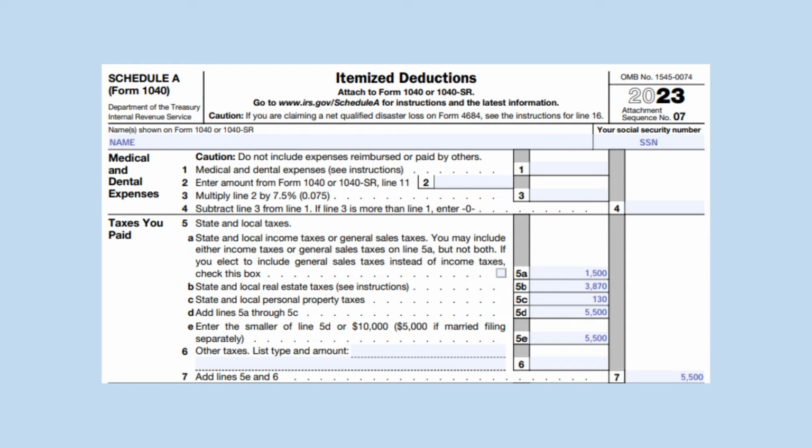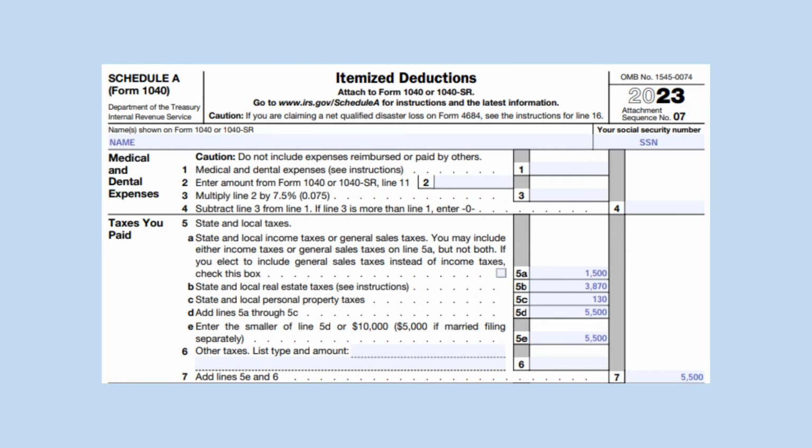The difference between real estate taxes and personal property taxes is that real estate taxes are paid on something situated on land, whereas personal property taxes are paid on something that is movable, like an automobile. In order for your real estate taxes to be deductible, they have to be on non-business property. In our example, you paid $3,870 on your primary residence. You will place this amount on line 5B.